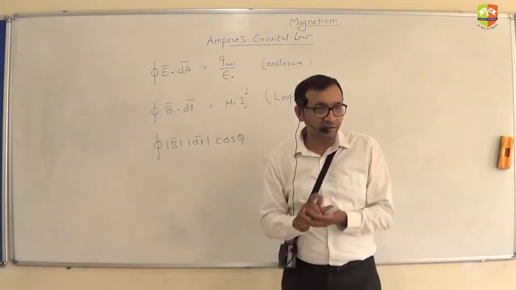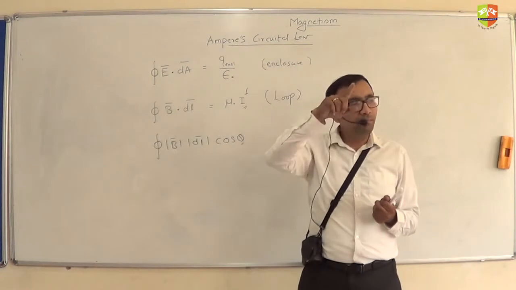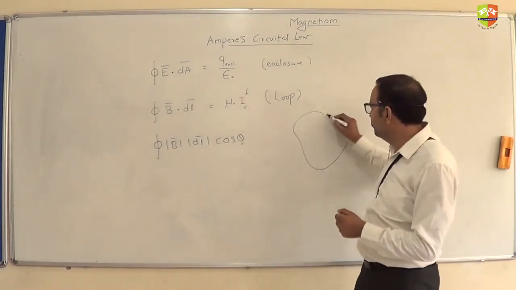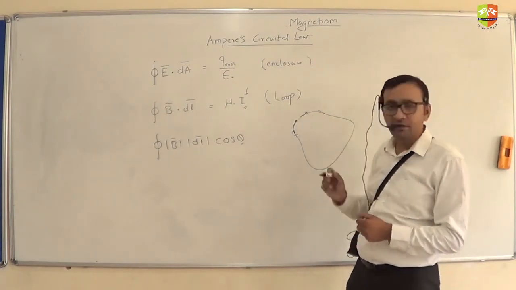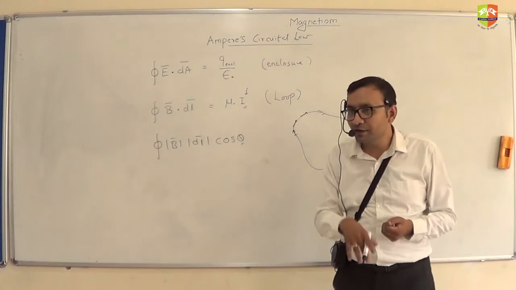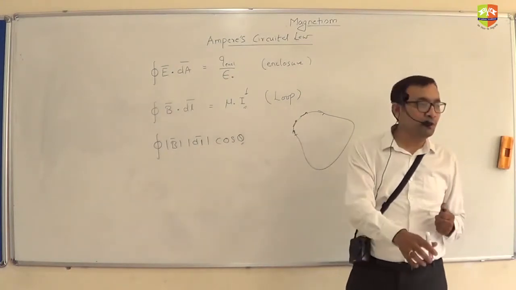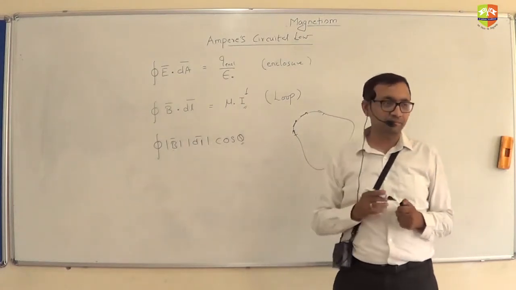Loop you can imagine. Loop you can take anything of your choice. So loop direction you know, dl how it will move. Suppose you take this as your loop, here that dl will be like this. Then dl will be like this. So dl direction is known to you because you have assumed the loop. Okay? But magnetic field direction also should be known to you. Otherwise, how will you find out the angle between B and dl?